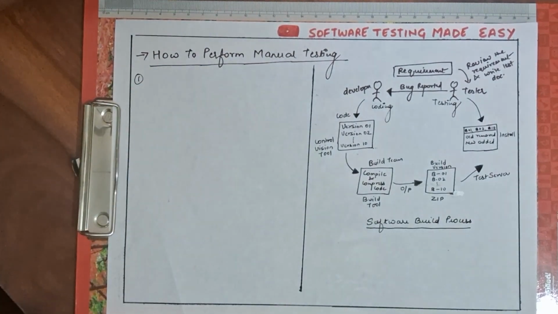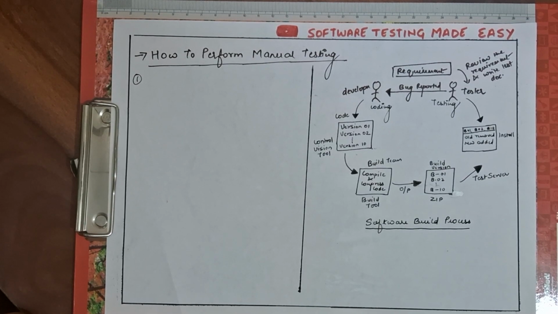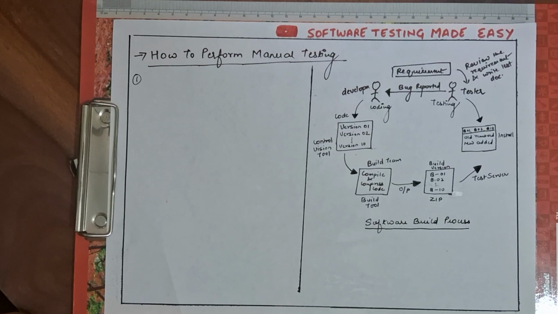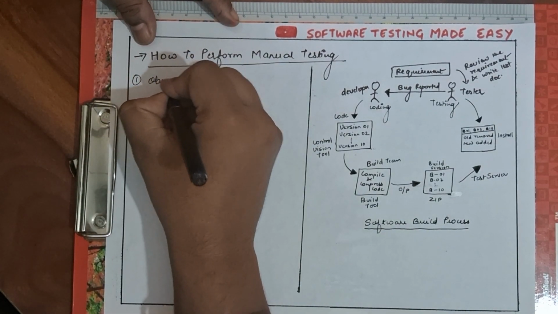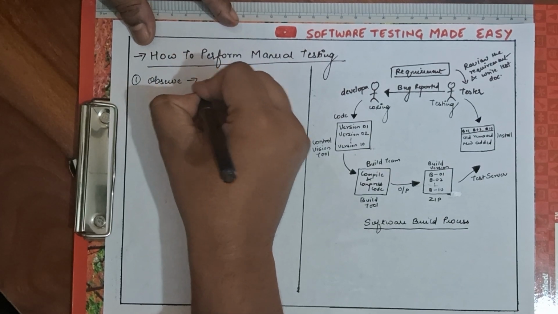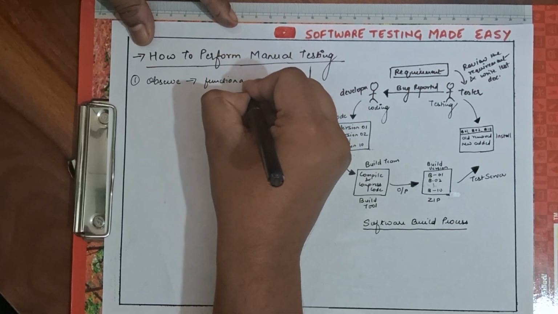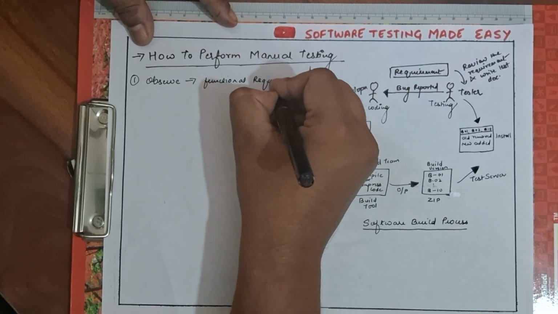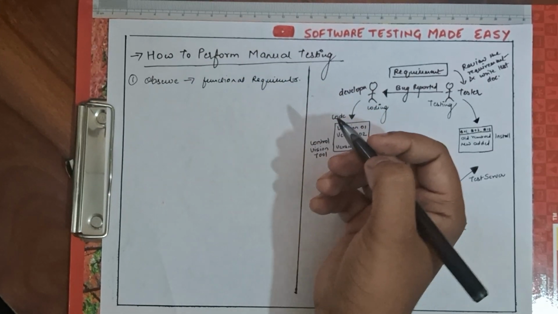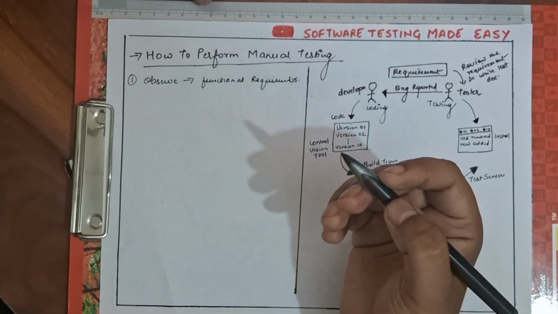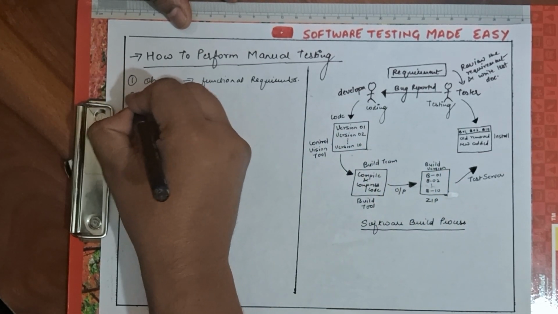The first step in how to perform manual testing is that the software tester observes all the documents related to the software. First they observe the functional requirements. What are the functional requirements? So that they can select the testing area, what exactly needs to be tested. This is the first step.